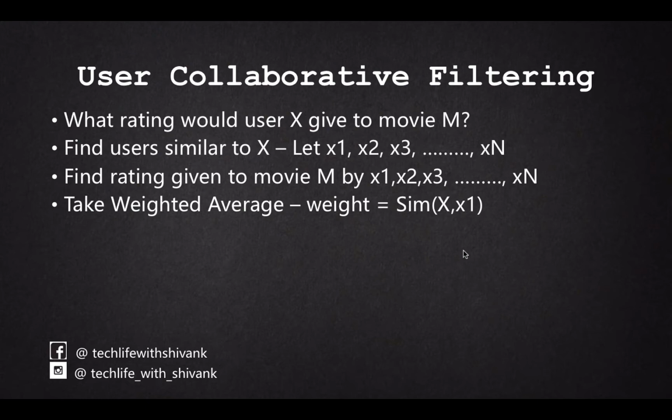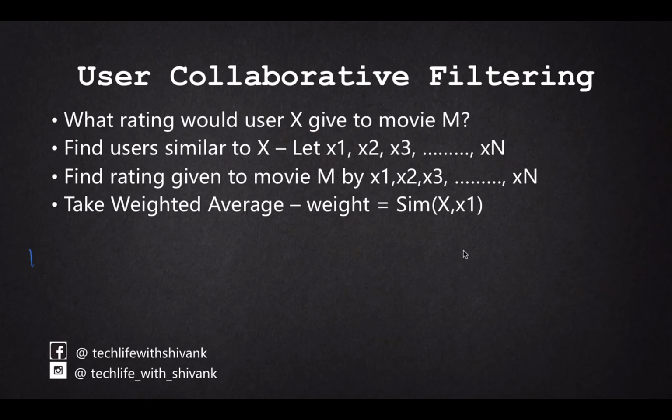Let's say we have a user X and a movie M, and we want to predict what rating X would give to M in order to gauge whether we should recommend this movie to X or not. To find that, we will look at the users which are similar to the user X from our database. We will then see what ratings were given to this movie M by other users who are similar to X, and then we will predict that X would give the same rating as the average rating of other users who are like him. This average can be a simple average or a weighted average, where the weights would be the similarity between X and the user.